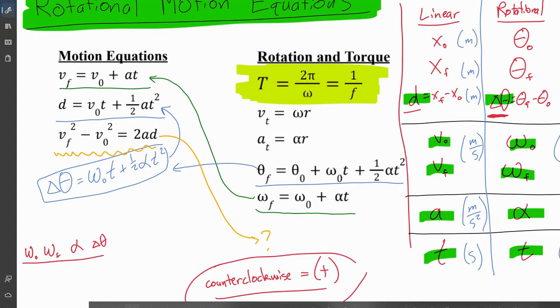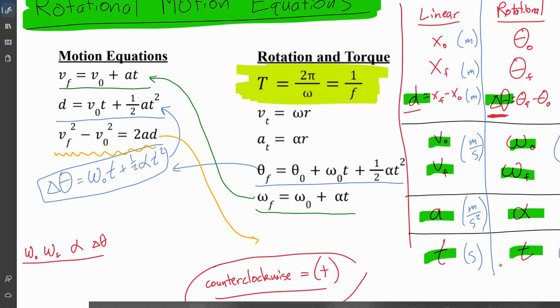Okay, do we have one that has those? Well, this one has time involved. This one also has time involved. So we aren't given one. But remember that these are just mirror images of our linear motion equations.